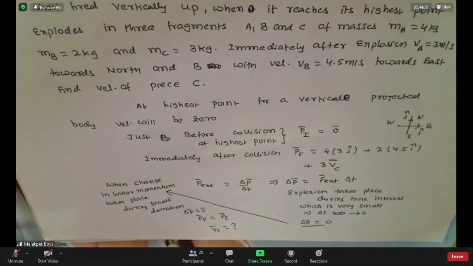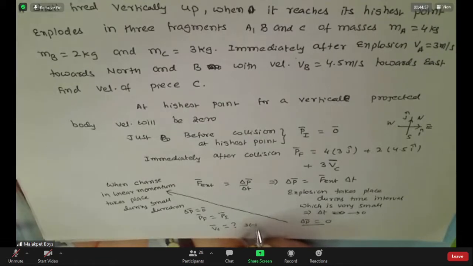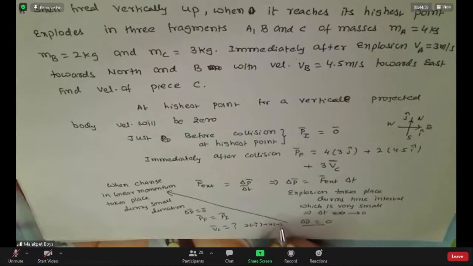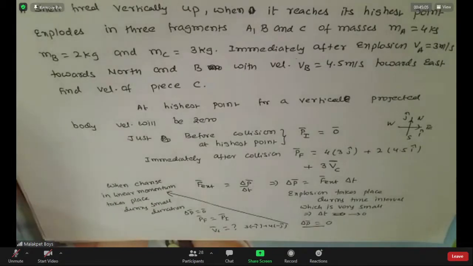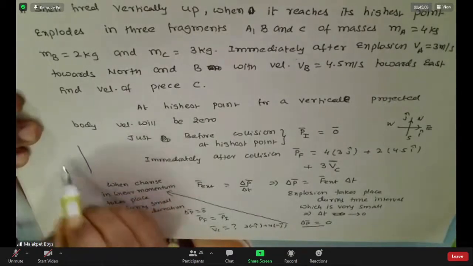Sir, till here completed. Doing the calculation. 4 minus i plus 3 minus j. How much did you get? 4 minus i cap plus 3 minus j cap. Both are minus 1, no? That means outwards.